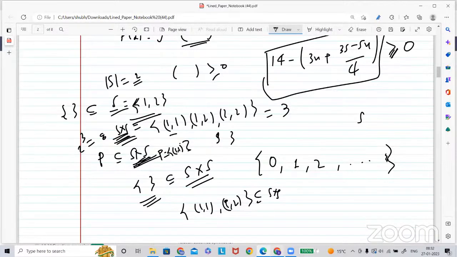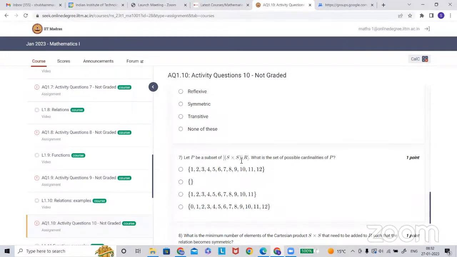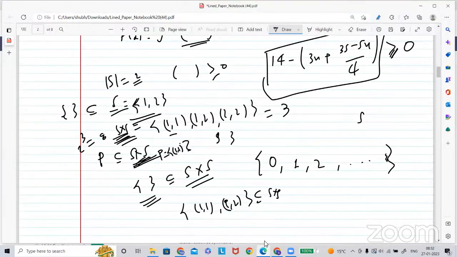Simply, for this question, just count the number of elements in the set, and that gives the possible cardinalities. It is asking how many elements the power set could have. Here it could be 0, 1, 2, like this. 0 is the empty set, then a 1-element set, then a set containing 2 elements. Like this you can form them. Okay, sir.